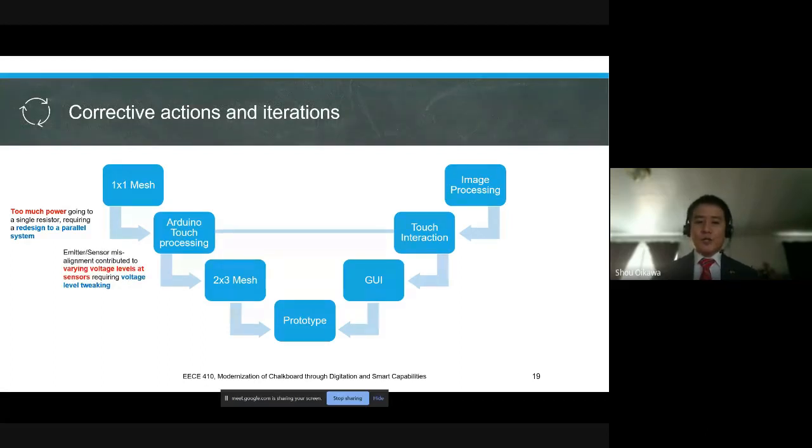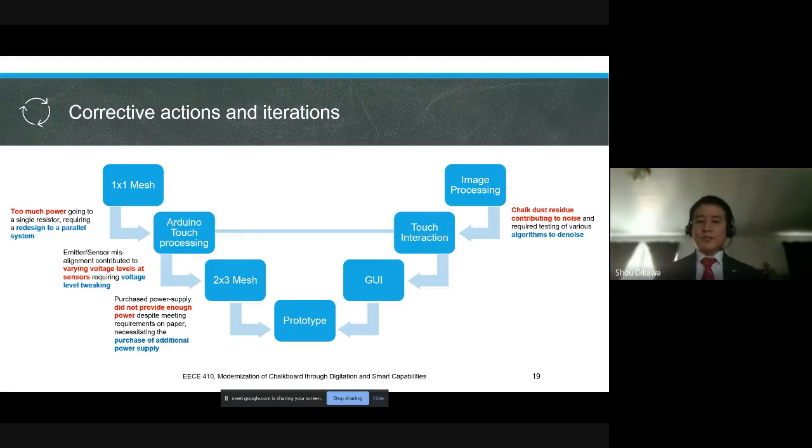As for the Arduino touch processing, which was working in parallel with the touch interaction, as stated earlier, there were some alignment issues that were causing some variation in the voltage level. So it required some realigning. As for the 2x3 hub, as he had stated previously, we did have issues with the power supply not providing enough power, and also the breadboard providing resistance. And then, as he was stating, our solution was a direct connection as opposed to using the breadboard for some of the rails, and also using an extra power supply.